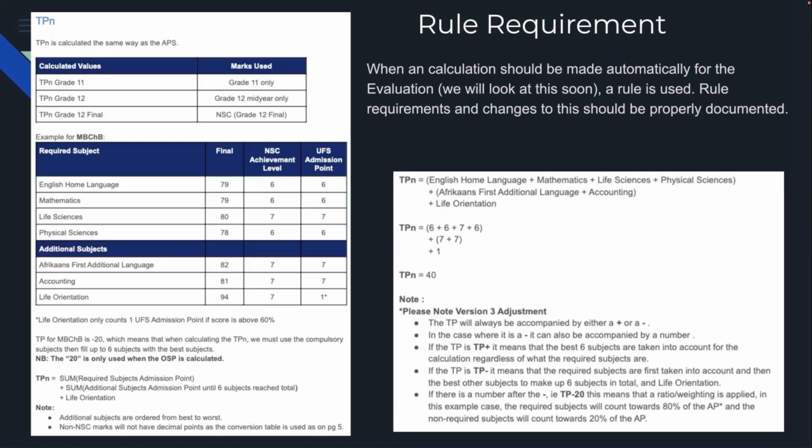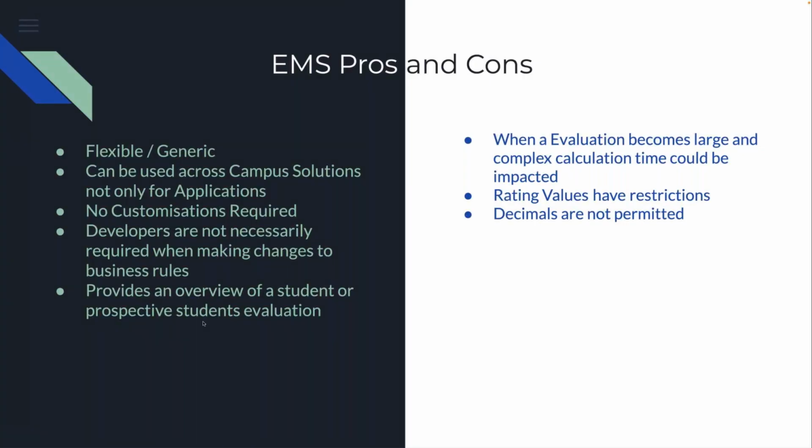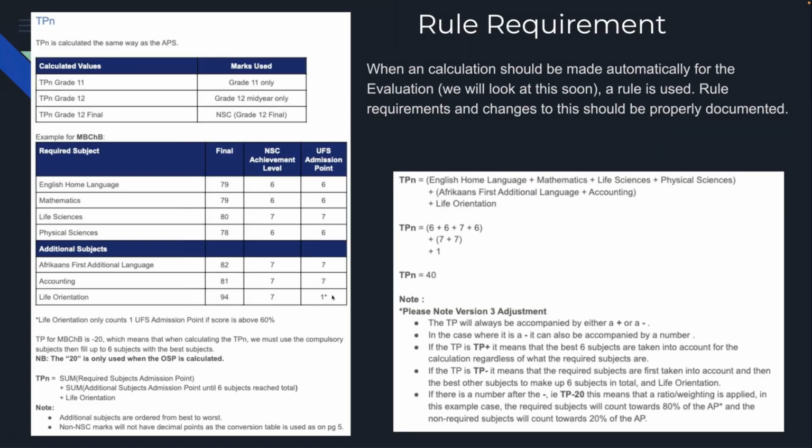Okay, so that's documentation. So when we come to the rule requirements, this is a screenshot out of the documents as well that I just showed you. So when a calculation is supposed to be automatic, we write a rule for this, and the rule is written in the rules engine. And this is the important part to document because if somebody needs to understand from a business perspective what is going on, they would look at this, and somebody who's writing the rule would also need to look at this to understand what they should actually be doing.